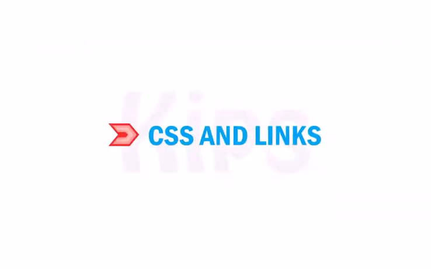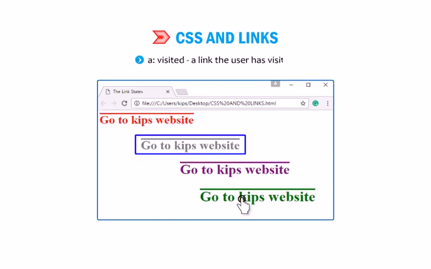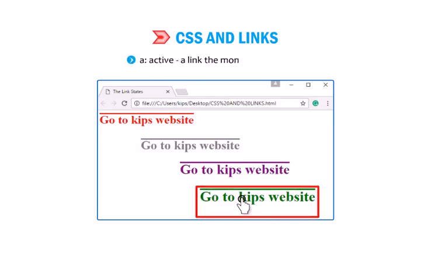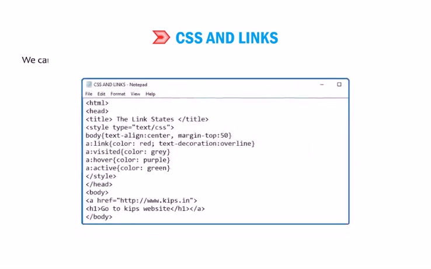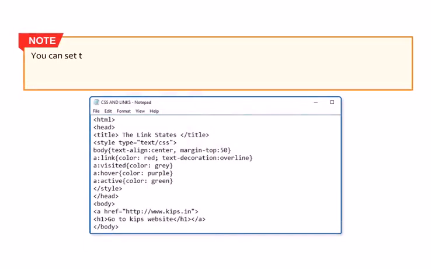Okay, let me tell you about CSS and links. CSS affects the links differently depending on the state they are in. We can divide link states into 4 categories. a:link, a normal, unvisited link. a:visited, a link the user has visited. a:hover, a link when the user moves the mouse over it. a:active, a link the moment it is clicked. We can customize these link states by applying different text properties and colors to them.